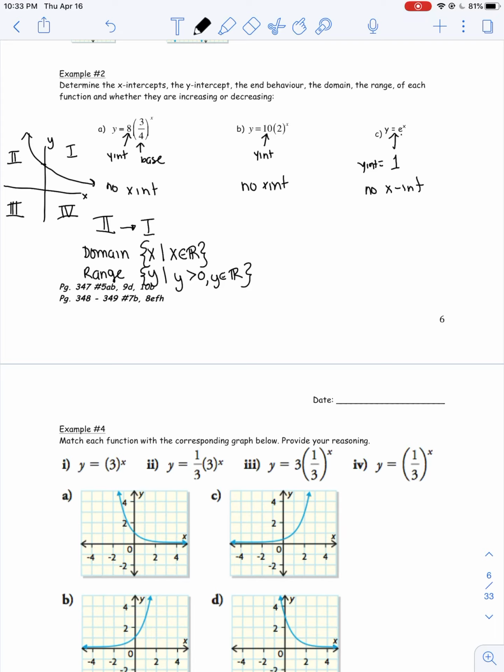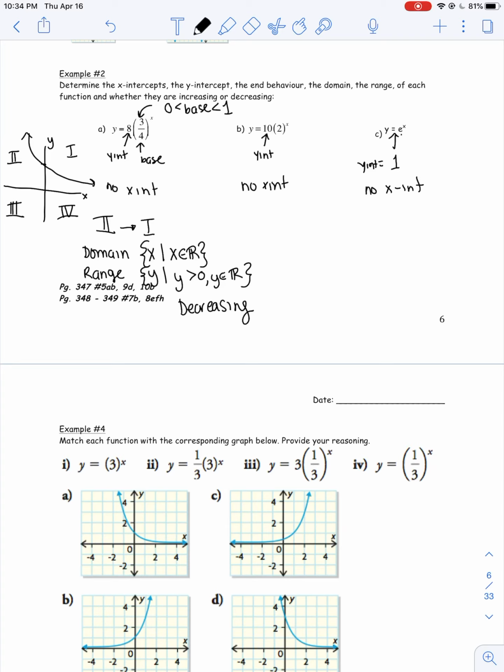And since it's going down to the right, this is going to be a decreasing function. And the reason I know that is because the base is a value between 0 and 1. So if our base is between 0 and 1, meaning it's a decimal value or a fraction, so it's less than 1 but positive, it's going to be decreasing.